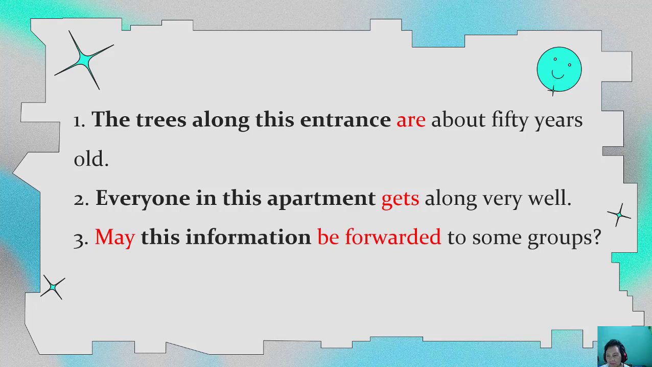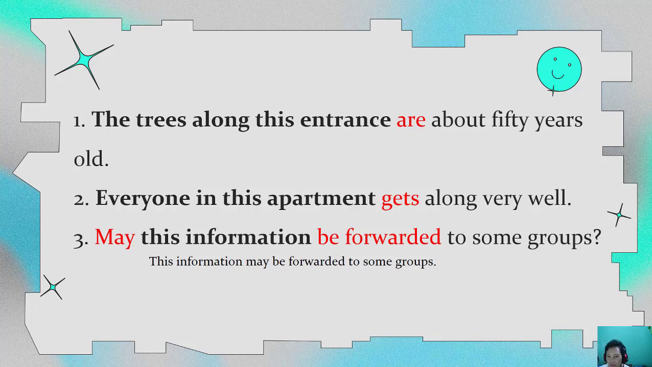How about the next? May this information be forwarded to some groups? This is a question because we have a question mark here. This comes from the positive one: this information may be forwarded to some groups. Look at these structures. There is be and forwarded. This is passive because we have be and verb 3. Whenever you have be plus verb 3, it should be passive. You can also learn in my video about passive voice.